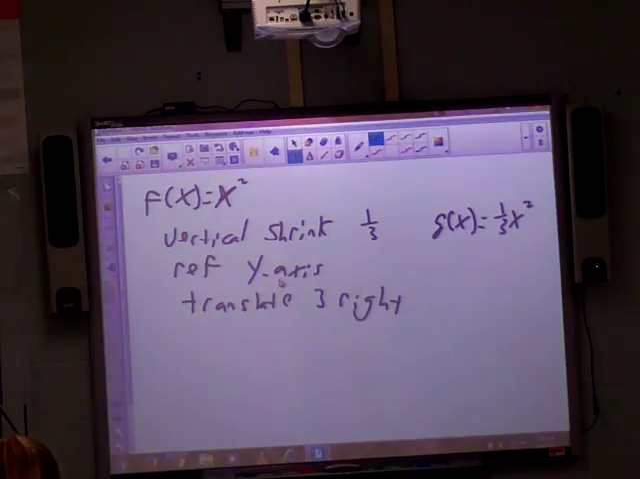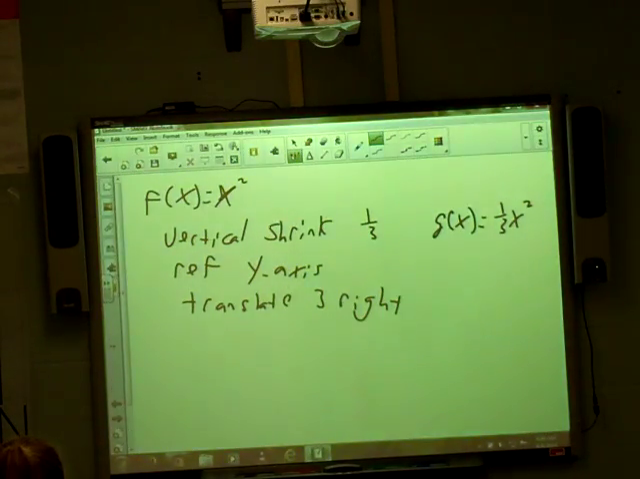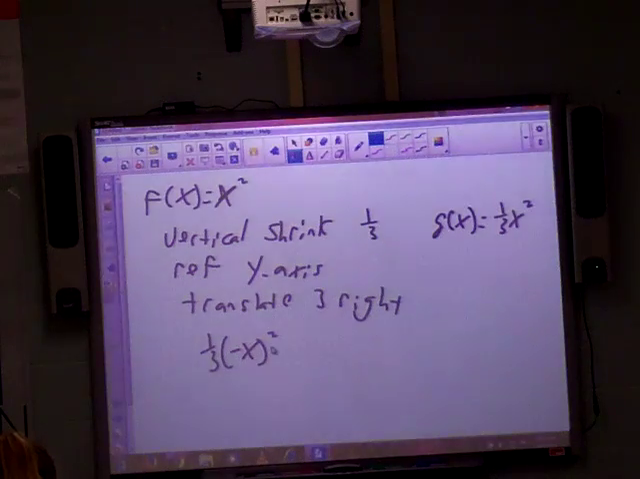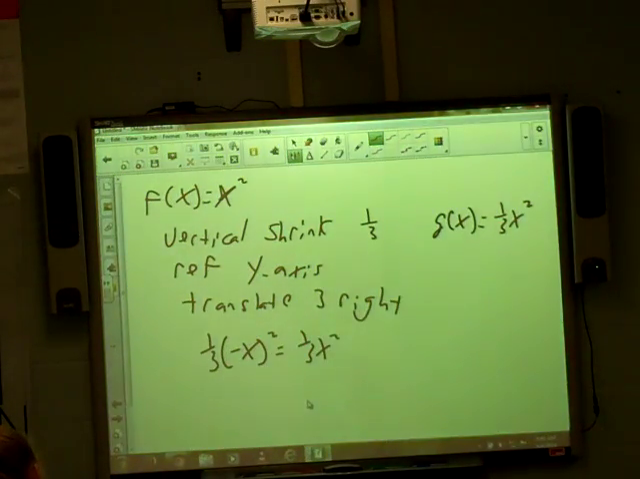Are all the rest of y'all getting that? Well, if you had 1/3 times negative x squared, that's not wrong, but you just need to remember that squared and negative is the same as a positive. So it does end up taking care of itself. Okay?